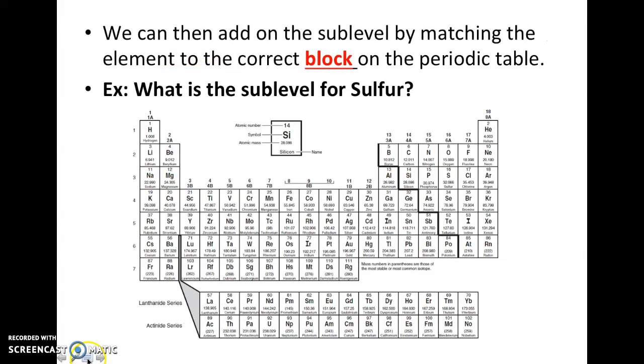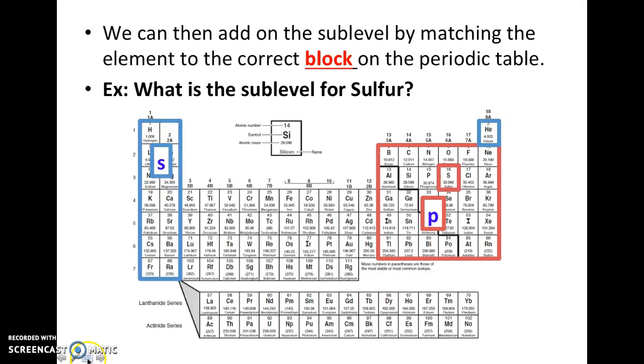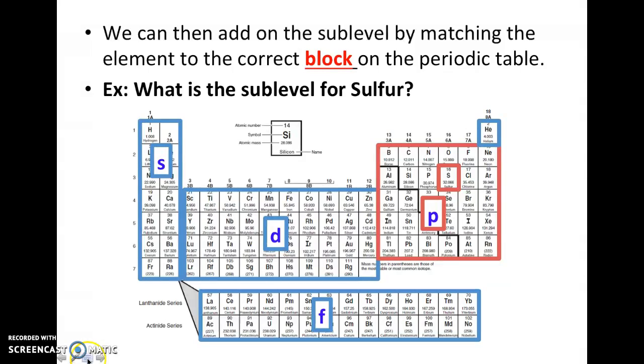The next part of my electron configuration is my sublevel. So we can add on the sublevel by matching the element to the correct block on the periodic table. So what is the sublevel for sulfur? Here's sulfur. My first sublevel is the S sublevel, which includes helium. My next sublevel is the P sublevel, where I find sulfur. The other sublevels are the D and the F sublevels. So what is the sublevel for sulfur? Sulfur is found in the P sublevel.